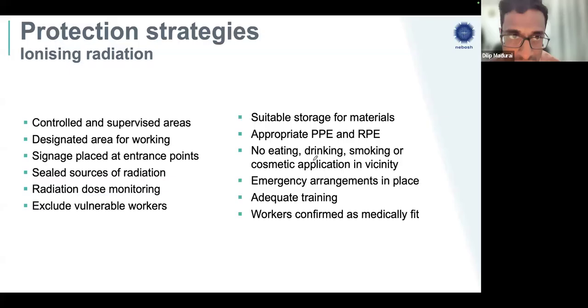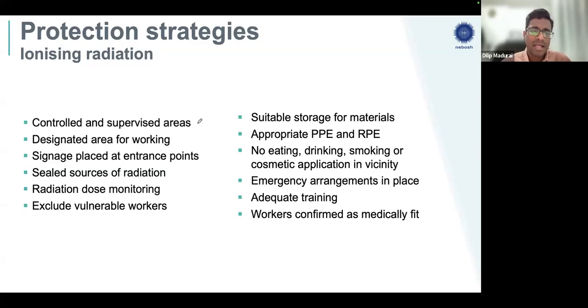So for ionizing radiation, the protection strategies: controlled and supervised areas. So only authorized persons to work, whether you're using X-ray machines in hospitals, or nuclear power plants, or any places where there are radiation exposures. So controlled and supervised areas and a designated area for working, because the work area is designated and controlled in such a way that the radiation does not leak.